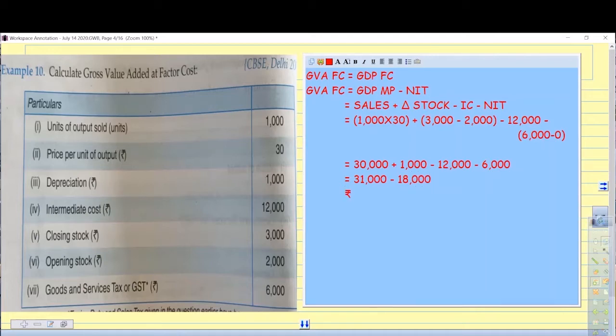So the answer will be rupees 13,000. So this is the answer. I hope now it's clear. We'll move on to the next question.